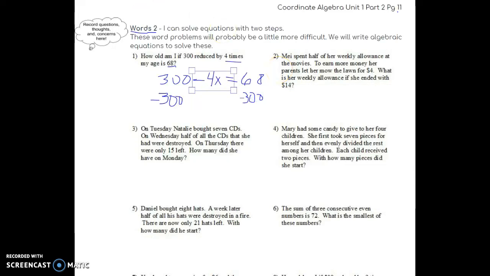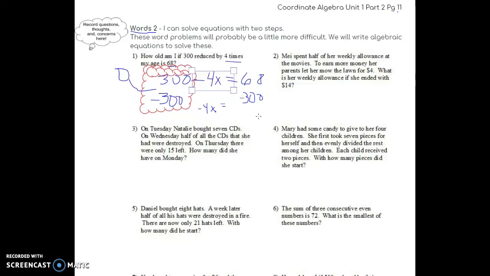300 minus 300 becomes a big fat 0, right? I saw this on Twitter, so we're going to put clouds on it. You want a color on it. That becomes 0, right? 300 minus 300 is 0. So then I've got negative 4x equals negative 68 minus 300.